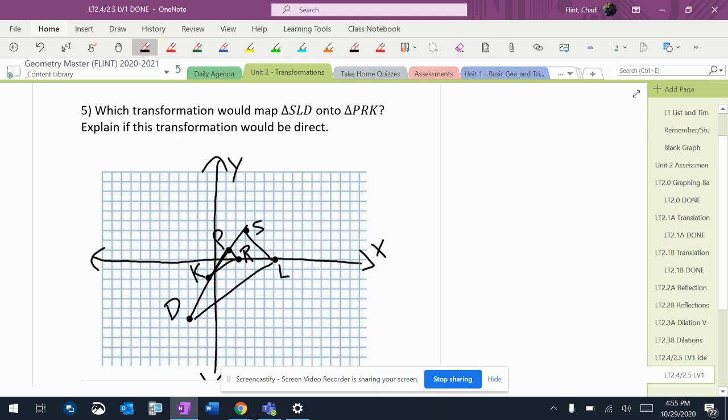Okay, so this is asking would SLD onto PRK. So I'm going to highlight this just to make sure. I can tell that this is a dilation just by looking at it. So the yellow one is the image, the green one is the pre-image. All right, so they go like that.